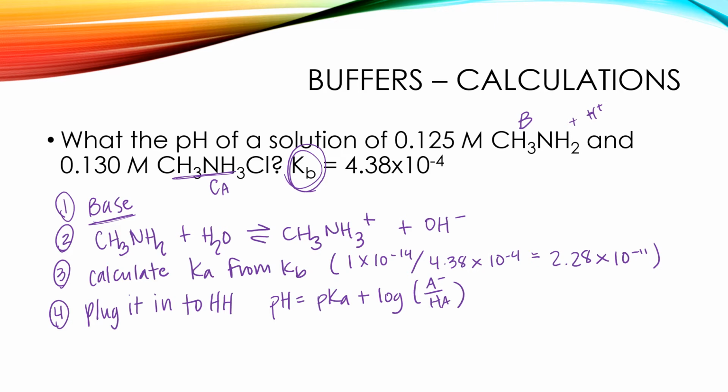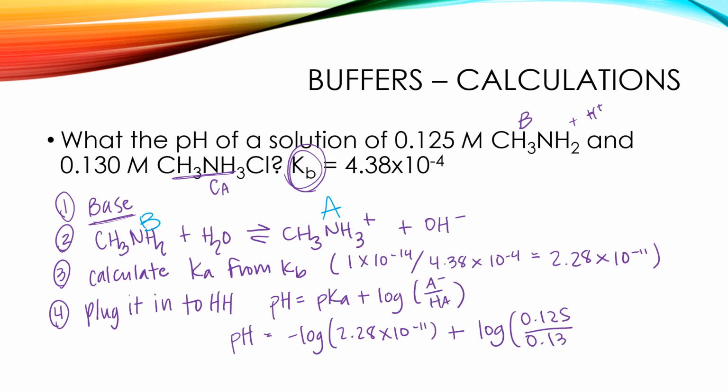Okay, so now I can plug into Henderson-Hasselbalch. pH equals negative log 2.28 times 10 to the negative 11 plus the log of, remember, it's base over acid. This is my base and this is my acid. So the concentration of my base is 0.125 over the concentration of my acid, which is 0.130. I get the pH 10.62. Again, this is to be expected because it is a basic buffer.